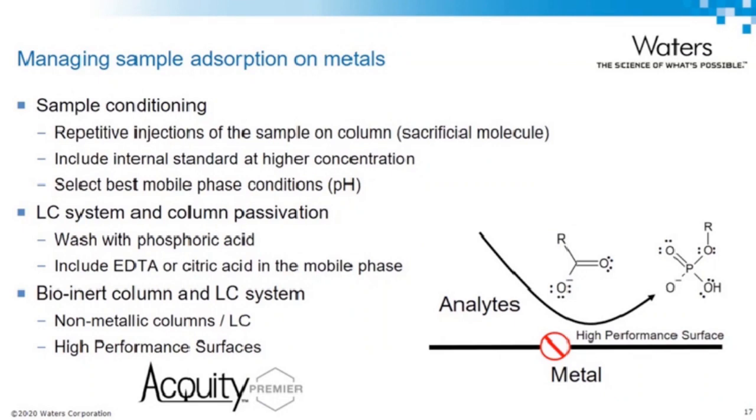Okay, on the next slide, here is the summary of previously described experiments. We talked about sample conditioning. Yes, it works and you can successfully use it, but it is not a permanent solution. You can also perform LC system conditioning, including column and passivation with maybe diluted phosphoric acid or maybe with citrate. But again, it is not a permanent solution, it's only temporary.